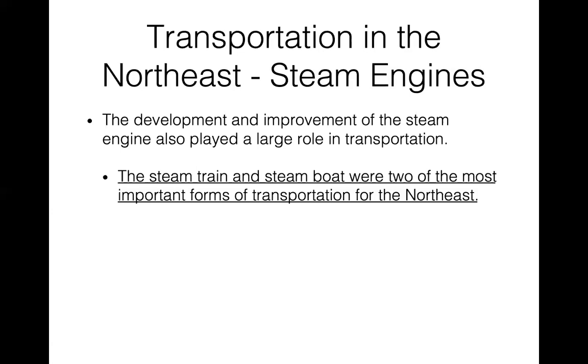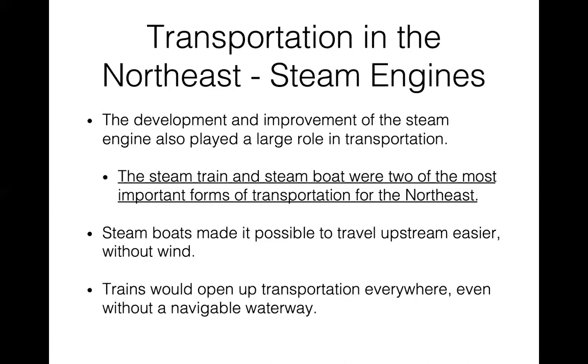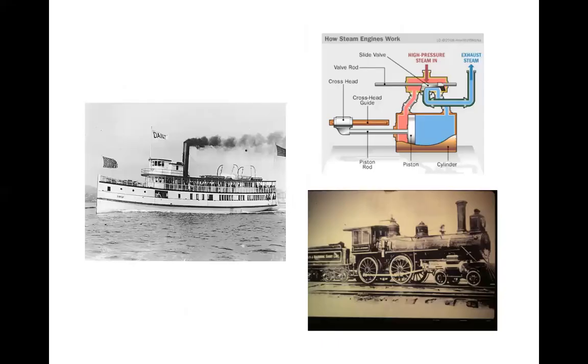So this is a huge thing for the Northeast. It really helps because it makes it so that you can travel upriver a lot easier and you don't need wind anymore. You aren't reliant on weather to move. Of course, bad weather makes it harder still, but you don't have to rely on wind anymore. Trains would then also open up other places. At this point, if there wasn't a river somewhere, it was really difficult to travel to and from that area. But now with trains, it's like having a river anywhere. You just have to build it first. These railroads become a huge, important thing that we'll be talking about a lot more later.